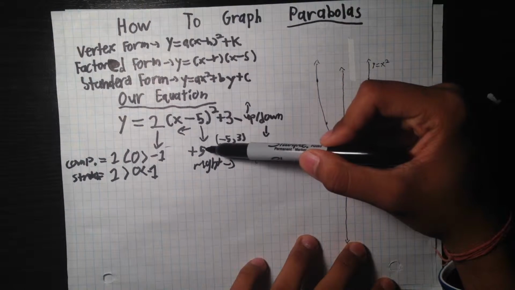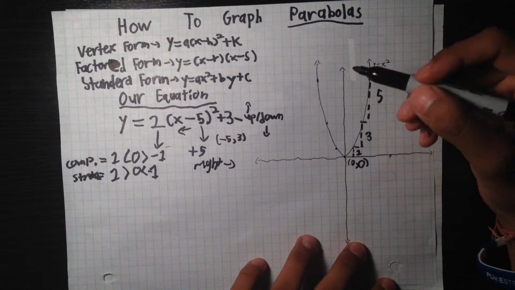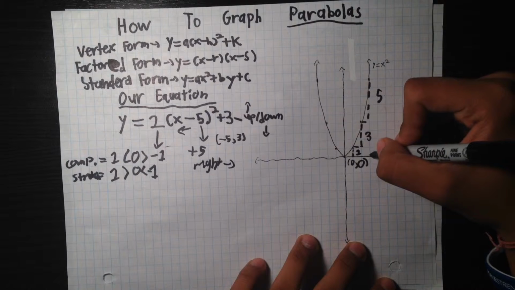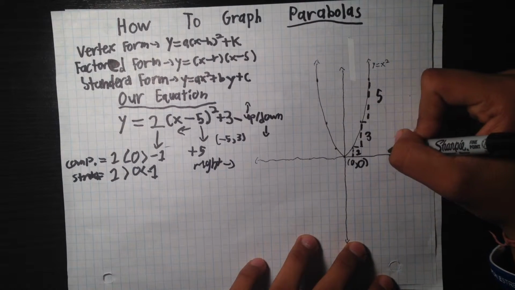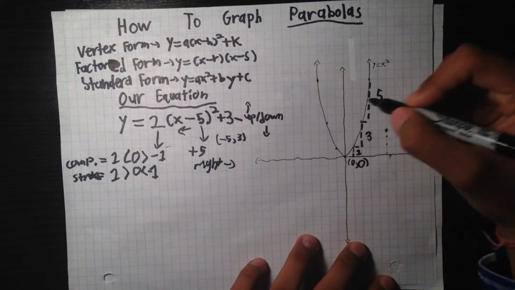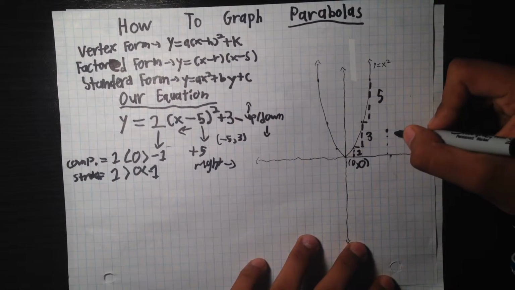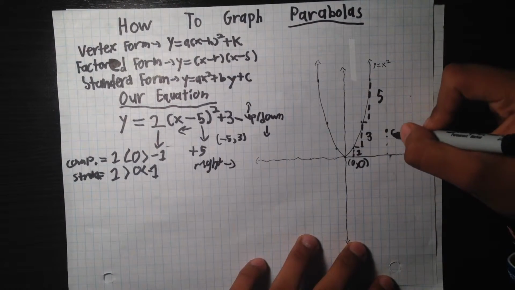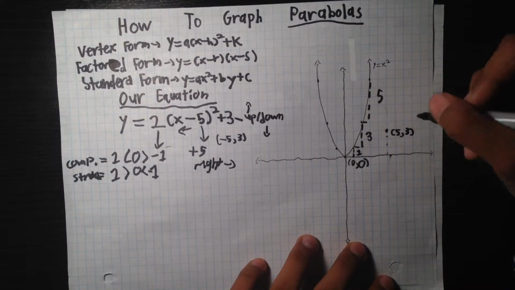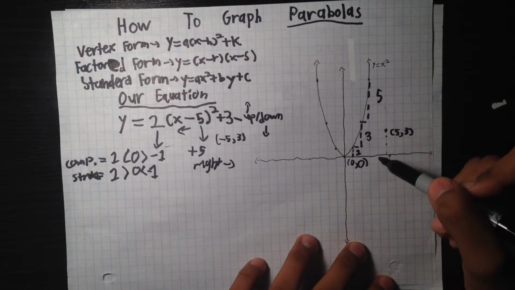As you see, -5 translates to +5, which means it goes to the right. So let's count right now. 1, 2, 3, 4, 5, and it goes up by 3. 1, 2, 3. And that is our very first point, 0 and 0. So let's just plot that down. It's up to you. I'm going to plot it down so you can know where we're at. So 5 and 3.